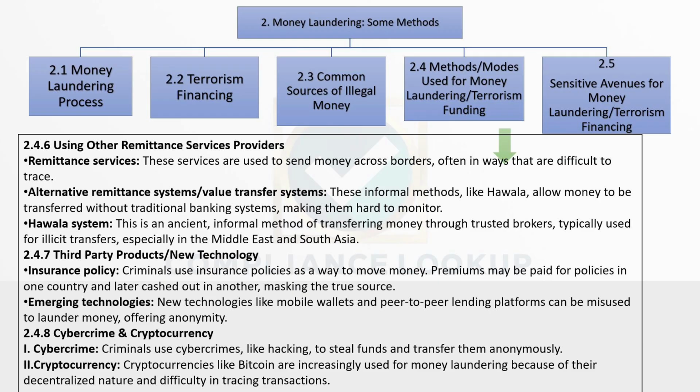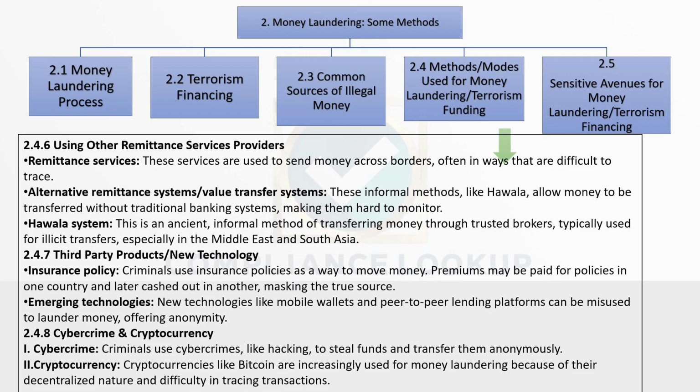Hawala system. The Hawala system is a centuries old, informal way of transferring money through a network of brokers, or hawaladars. The system operates on trust and bypasses traditional banking channels. Criminals may use Hawala for money laundering or terrorism funding, as it offers anonymity and is difficult to track.